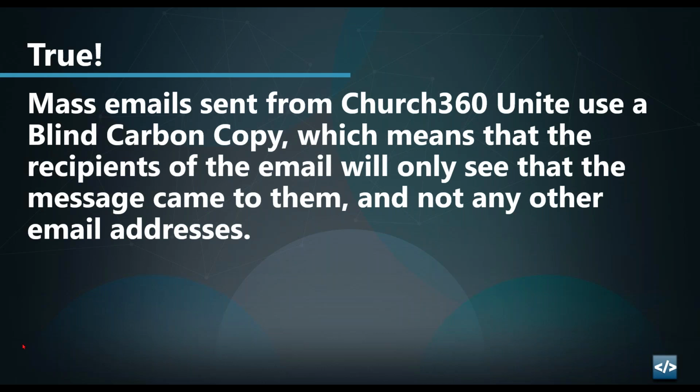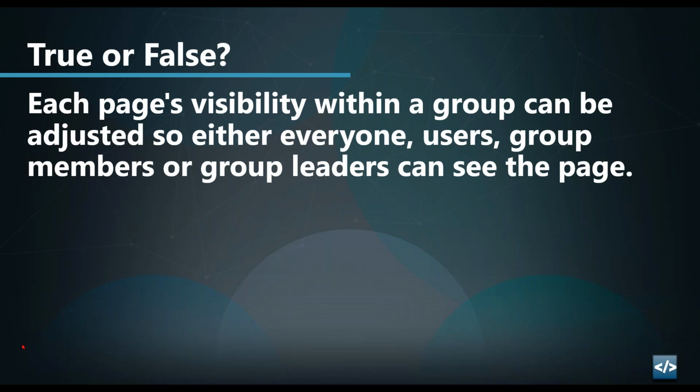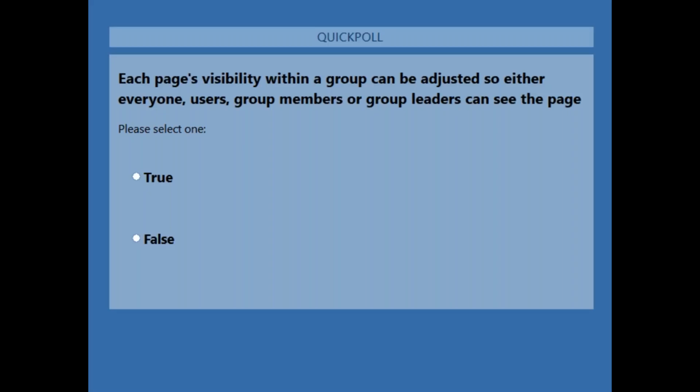And then the last question, I believe, is this one. Each page's visibility within a group page can be adjusted. So either everyone, users, group members, or group leaders can see that page. Make your selections there, true or false. Group page visibility can be adjusted so either everyone, users, group members, or group leaders can see the page.